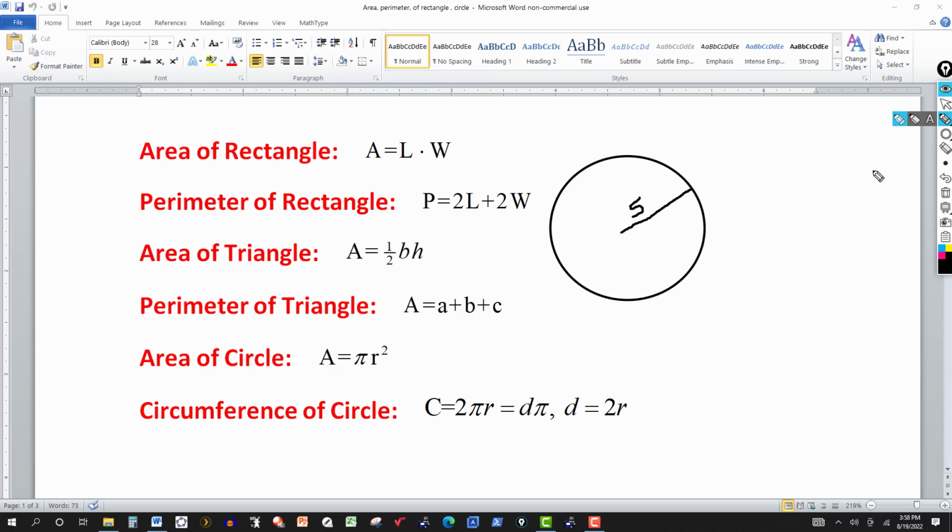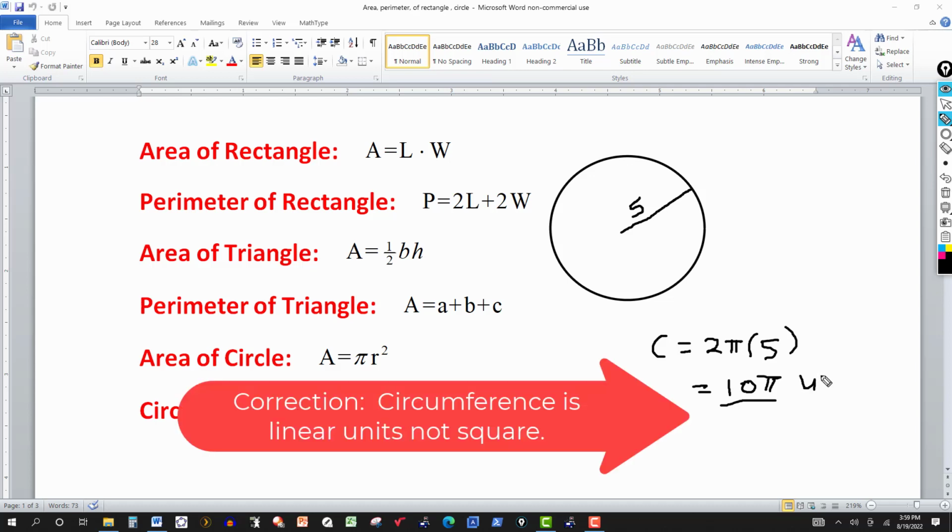Now if you want the circumference of the same circle, then you can use the diameter or the radius. The diameter is twice the radius, so the diameter here is 10, so I can use either this formula here or this formula. Doesn't really matter. I just used the first one there. So C is equal to 2 pi, and r is 5. So 2 times 5 is 10 pi. And this is the exact answer. Again, this is units, not squared.